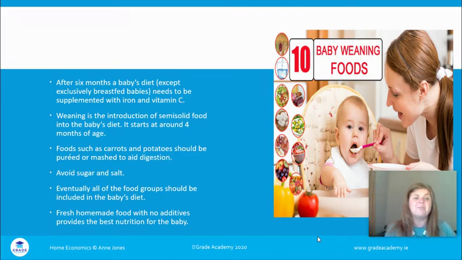Because remember, the baby at this stage won't have any teeth. So therefore, they won't be able to have physical digestion at that stage. Avoid sugar and salt in the diet for the baby, and you gradually introduce all food groups to the baby's diet.